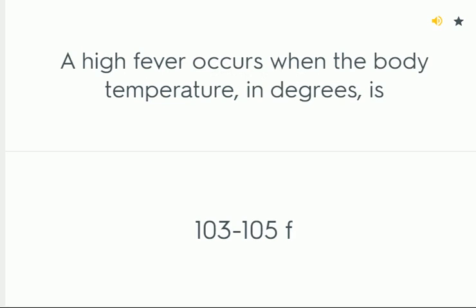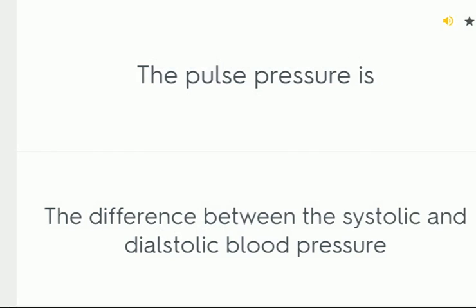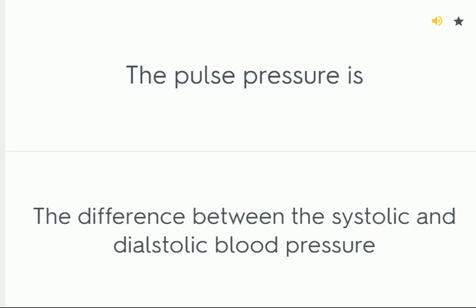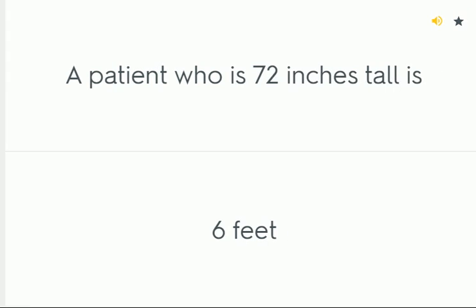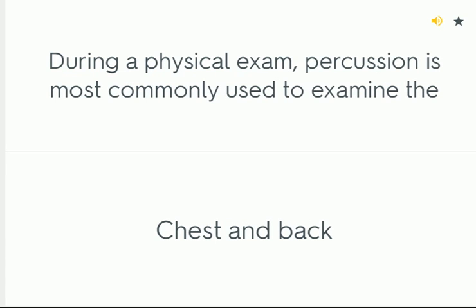A high fever occurs when the body temperature in degrees is 103 to 105 F. The pulse pressure is the difference between the systolic and diastolic blood pressure. A patient who weighs 45 kilograms also weighs how many pounds? 99. A patient who is 72 inches tall is 6 feet. During a physical exam, percussion is most commonly used to examine the chest and back.